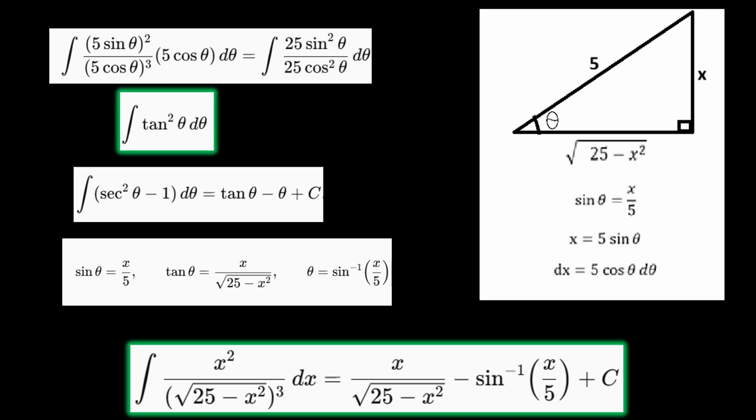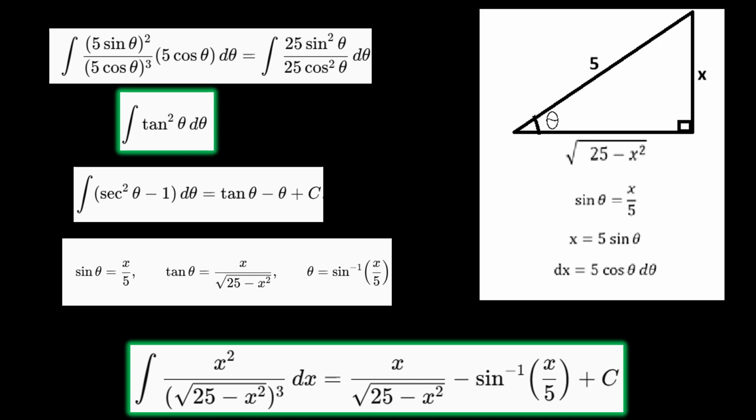We keep on simplifying with these beautiful trigonometric relationships, and this whole thing simplifies down to the integral of tangent squared of theta d theta. That's so much nicer. Trigonometry made this so much easier for us. That is an integral that we have no problem with. The integral of that is tangent theta minus theta plus c.